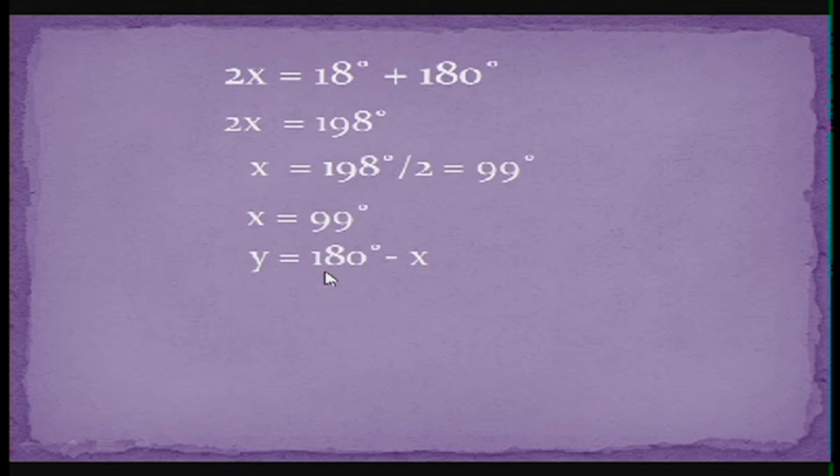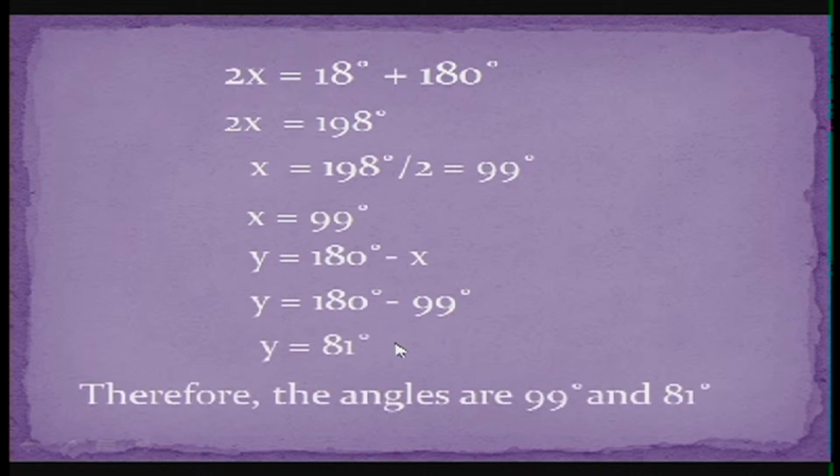But what is y? y is equal to 180 degrees minus x. So, I substitute the value of x which we got just now, that is 99 degrees, in this equation. So, what do we get? y is equal to 180 degrees minus 99 degrees, which means y is equal to 81 degrees. Therefore, the angles are 99 degrees and 81 degrees.